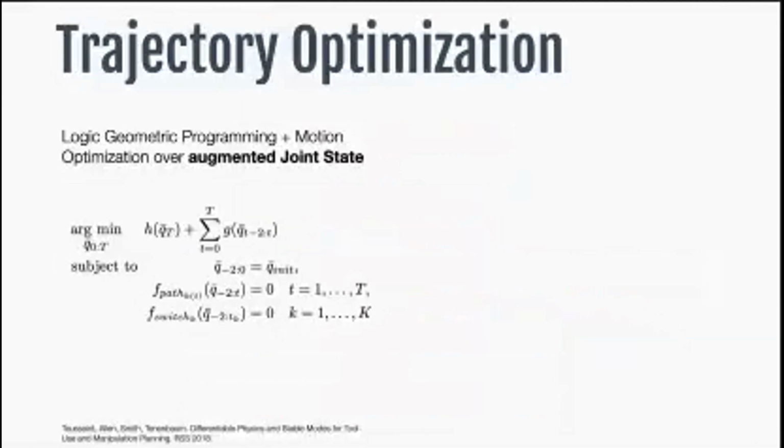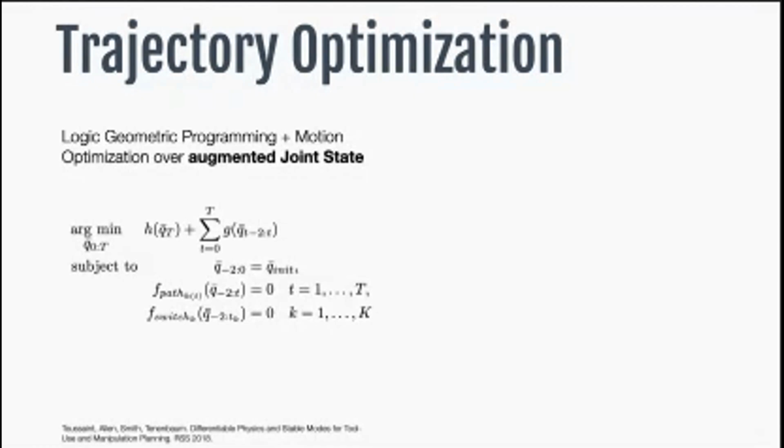And here's the solution outlined that Marc Toussaint et al. from RSS 2018 have proposed, where they use logic geometric programming plus motion optimization over an augmented joint state. So that's a really nice formulation. The sum of these trajectory costs across all time steps results in a banded Hessian that can be inverted efficiently. And the constraint functions, though, depend on the entire trajectory, as you can see here. And the coupling over the entire trajectory actually makes the Jacobian of the constraint function quite complex.